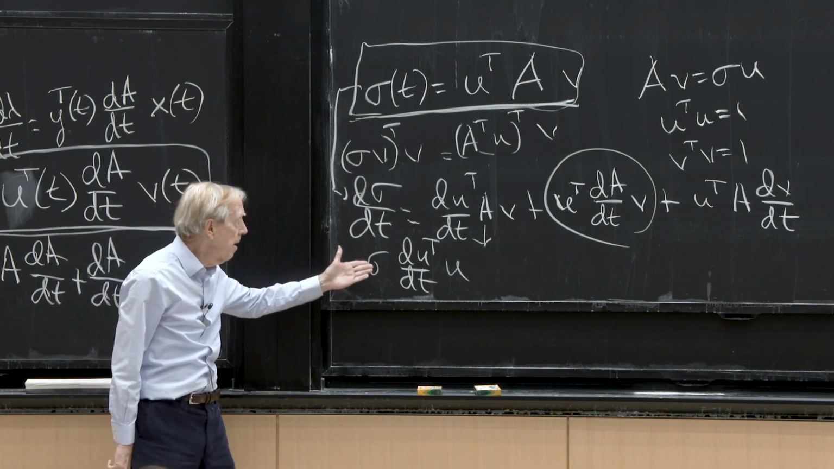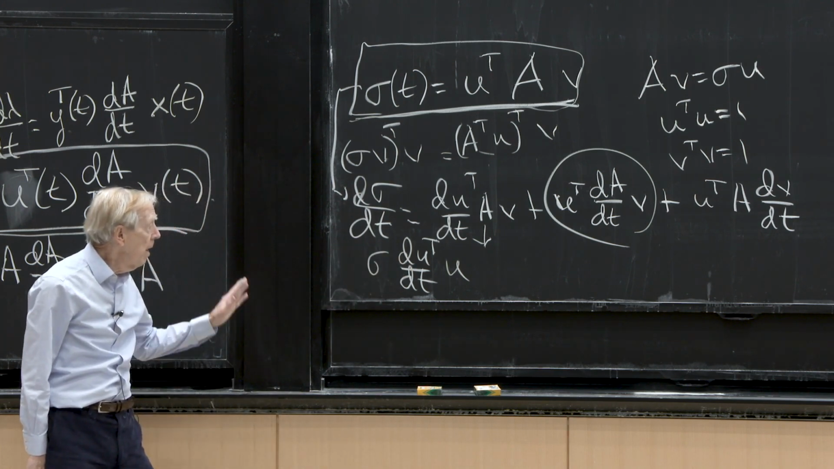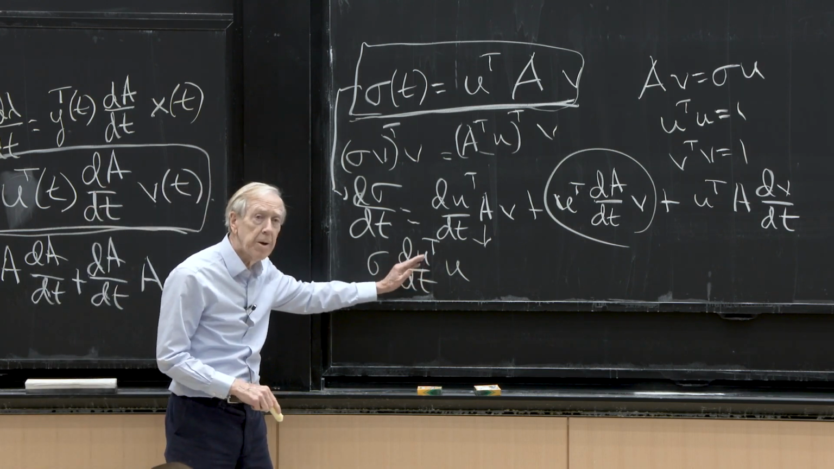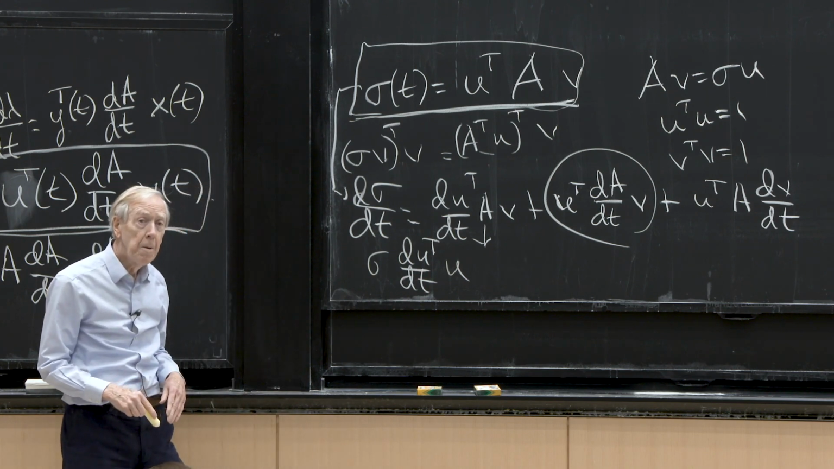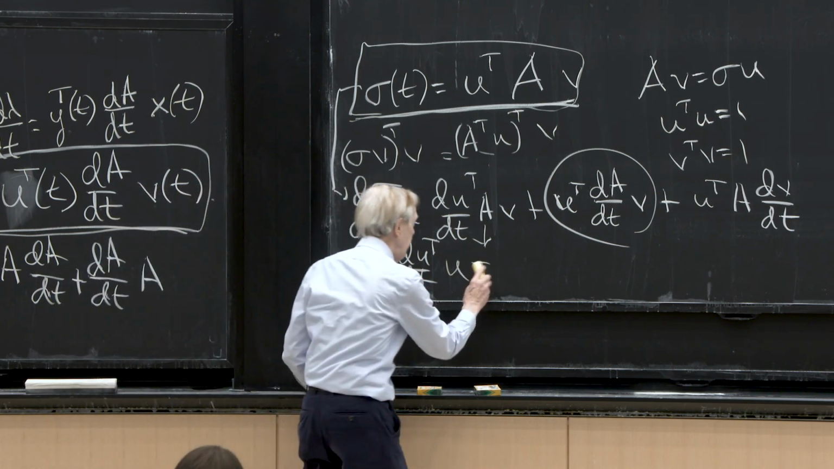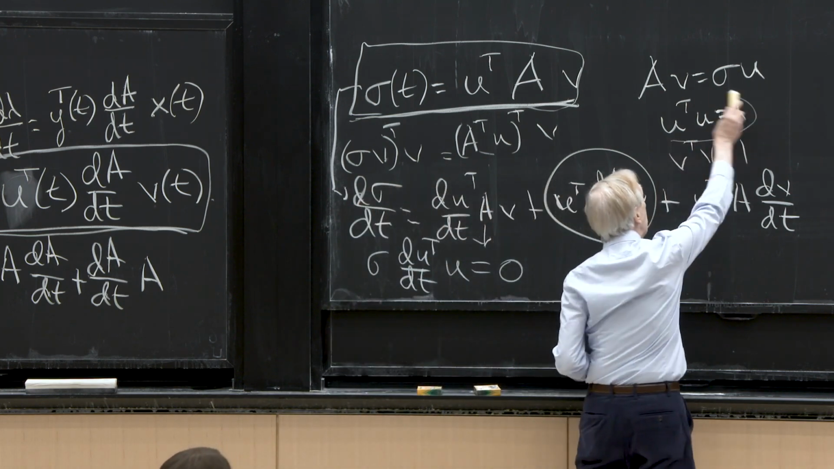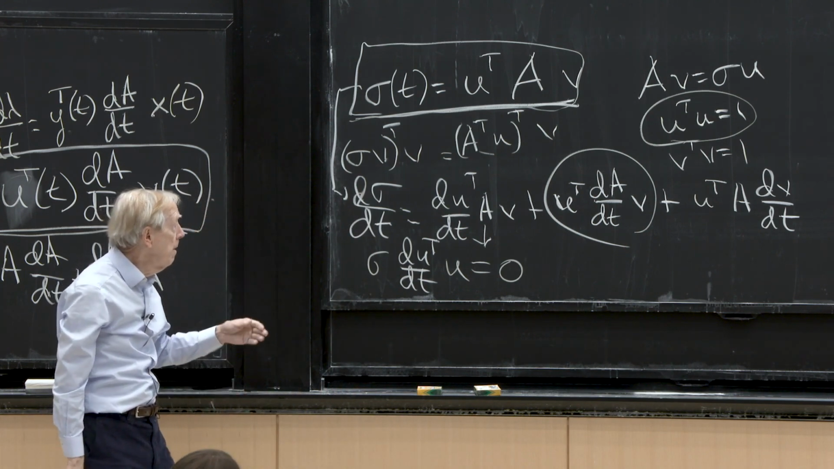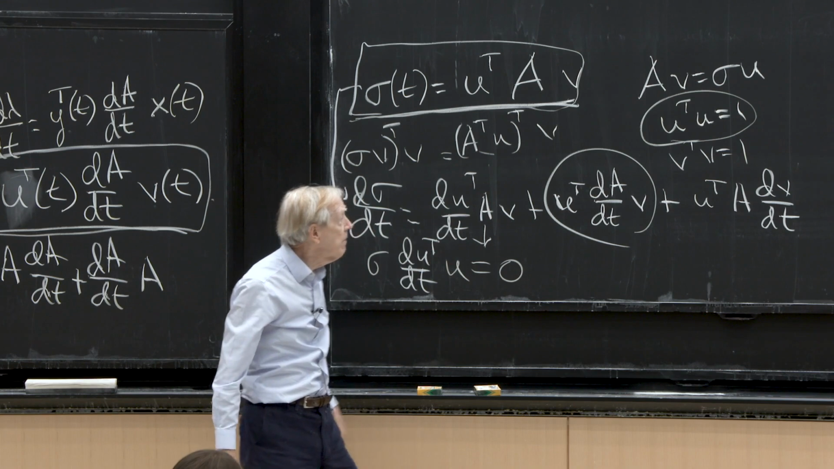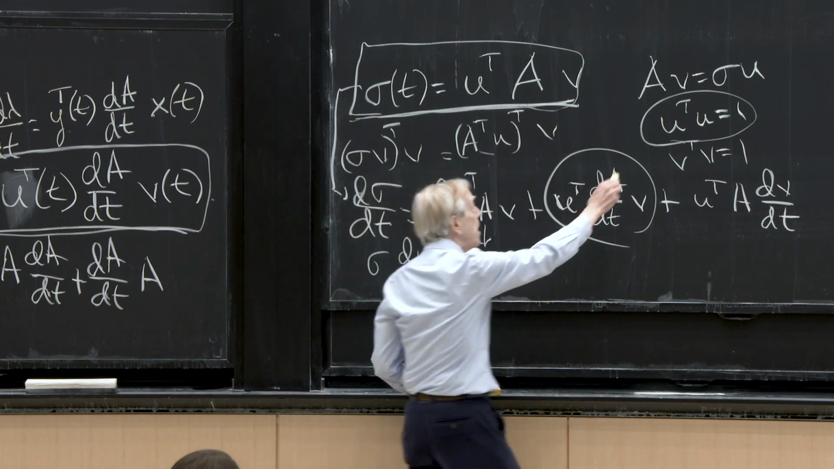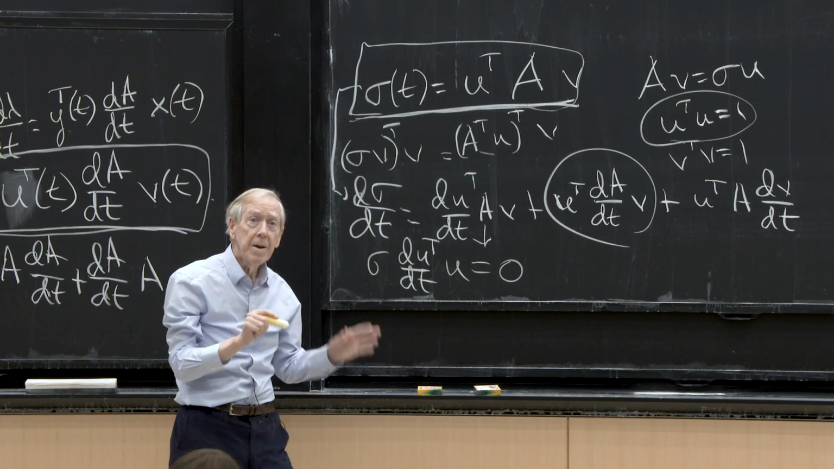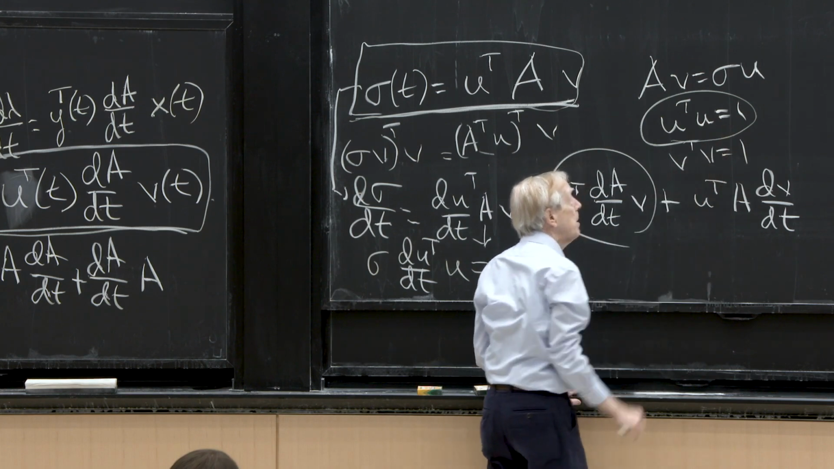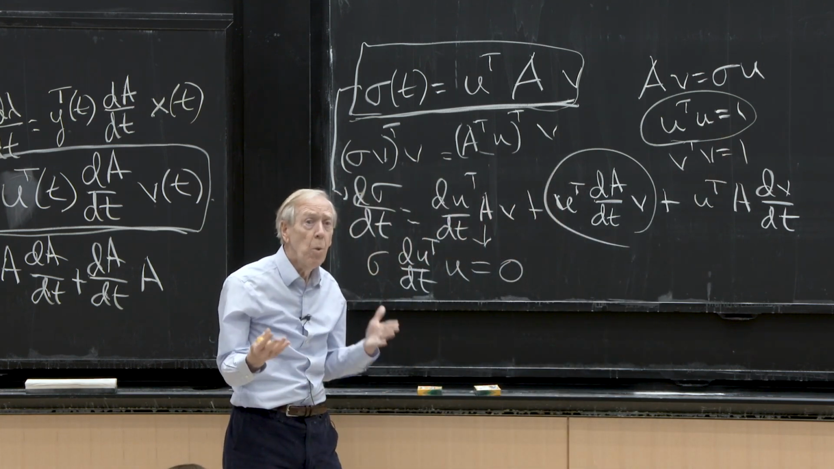Okay, so I've got sigma, a number, times the derivative of u times u itself, the dot product of the derivative of u with u. And that equals 0, I hope, because of this. I'm taking the derivative of that. But you see, now we've got ordinary dot products and a number on the right-hand side. We're in dimension 1, you could say.